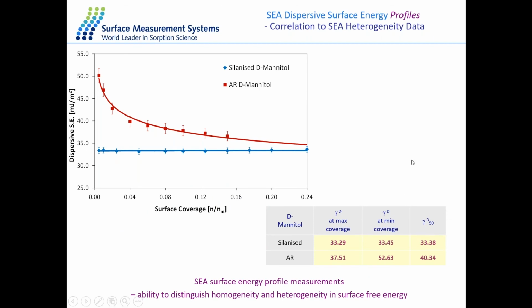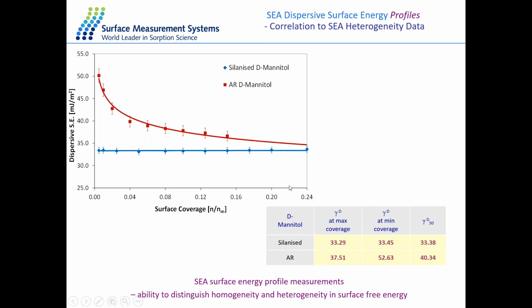So we've compared this to the SCA data, and what we've done here is, for the surface energy experiment, we've injected different concentrations of our probe molecules to give us an indication of the overall surface energy across the surface of the sample. And in this case, we're looking at the dispersive surface energy. And these are the values here at maximum coverage, minimum coverage, and a gamma D50.